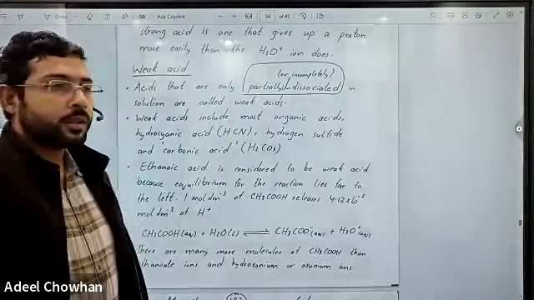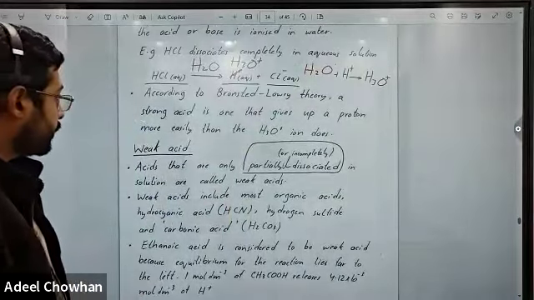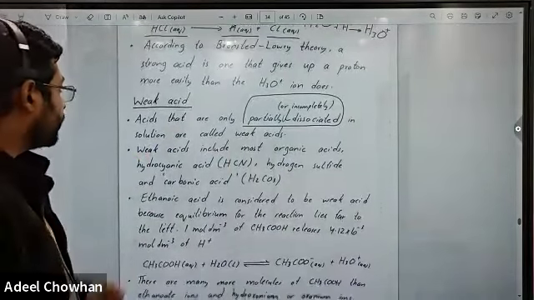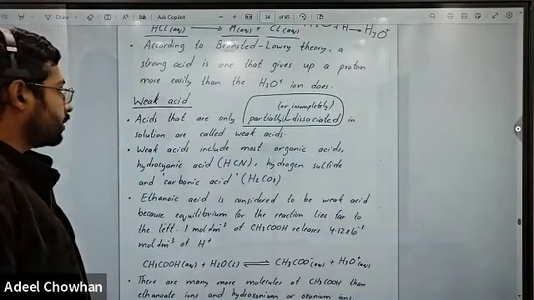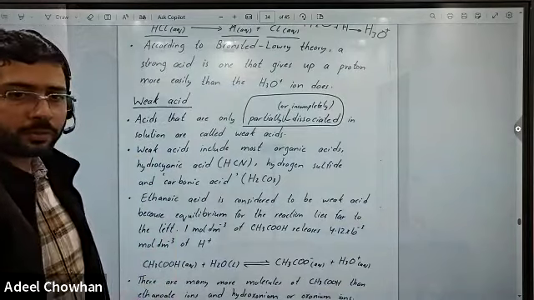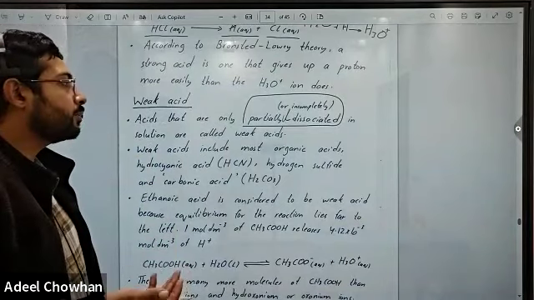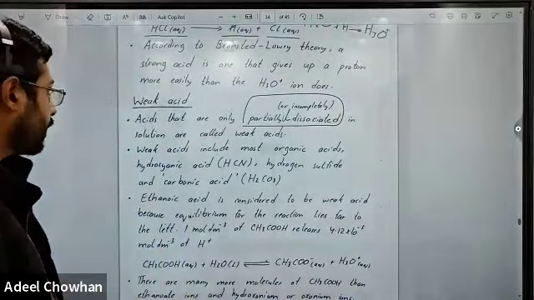So in our previous class, we were doing the weak acid. In weak acid, we said that acids that are only partially or incompletely dissociated in the solution are called a weak acid. So this is basically the definition to express how the weak acids work, or in other words, how their properties are shown.